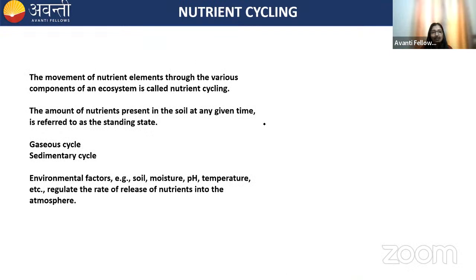Now we are going to discuss the nutrient cycle. We know that every organism requires nutrients for growth and for metabolic activities, right? The exchange of these nutrients between the biotic component and the abiotic component is what we call a nutrient cycle. The amount of nutrient present in the soil at a given time is referred to as the standing state. Remember this.